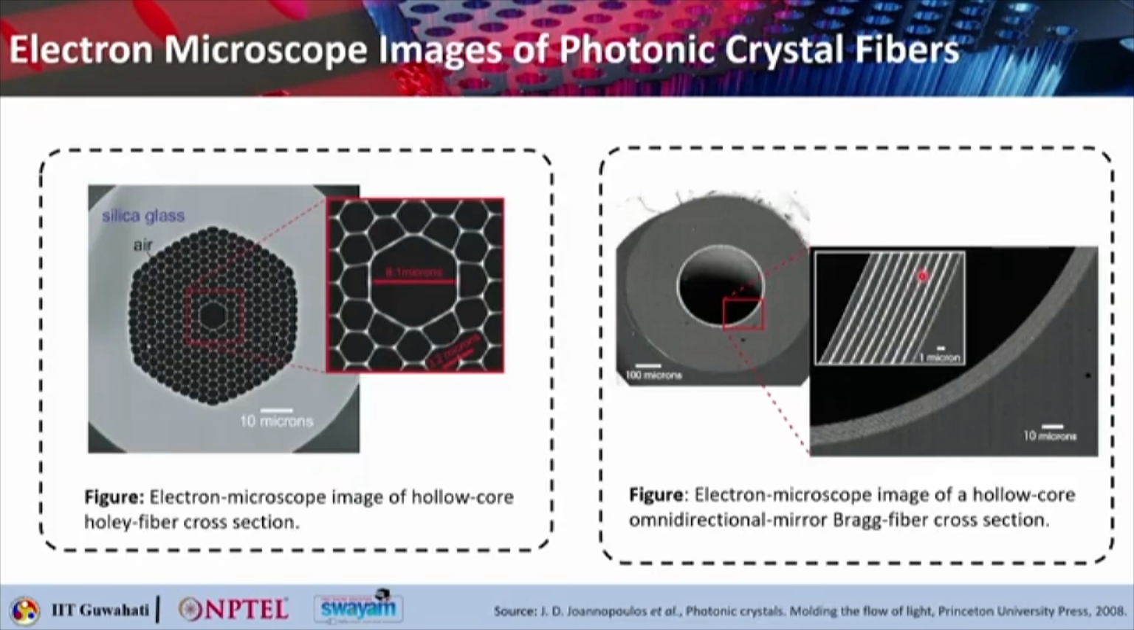These are some electron microscope images of photonic crystal fibers. Here you can see the dark region is the hollow region. This is how a hollow core fiber looks. And this is the electron microscope image of the Bragg fiber cross section, which is basically an omnidirectional mirror. It's also a hollow core, but it has this mirror at the boundaries.